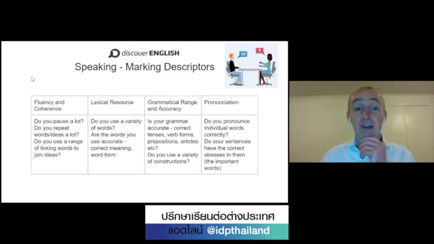Do you use a range of linking words to join? It's the same with the writing. Are you using a range and not just and, so, but, etc.? Lexical resource. Do you use a variety of words? Same as in the writing. Are the words you use accurate? Same as in the writing. Correct meaning, word form. Grammatical range and accuracy, same as in the writing. Correct tenses, verb forms, articles. Are you using a variety of constructions? Same as the writing. But then pronunciation.